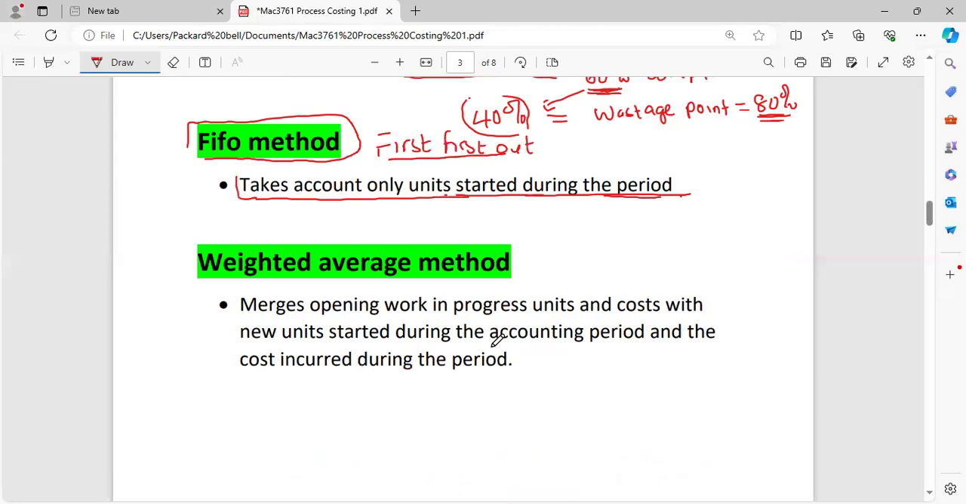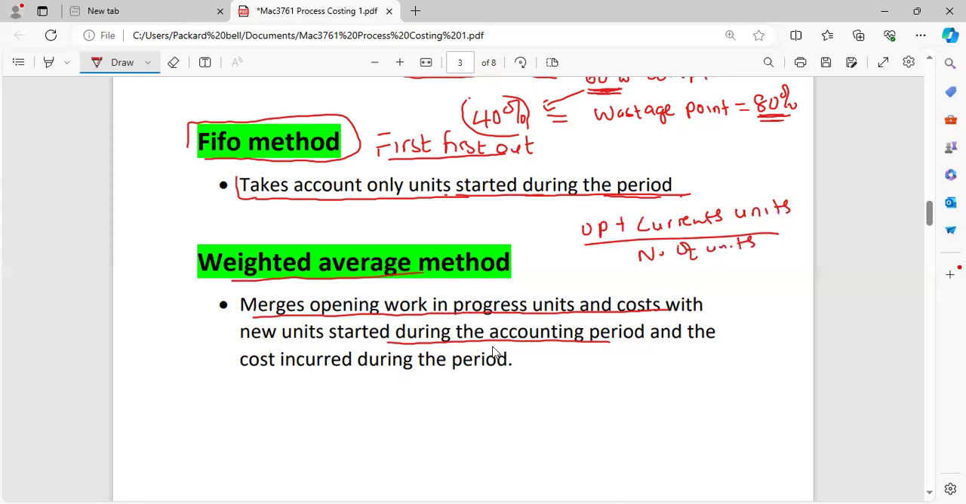And when you are using weighted average, it means we are going to merge opening with the new units that were started. So that's the difference between the FIFO method and the weighted average method. Remember, when we do the weighted average, we say opening plus current units. If we want to find the average price, then we say opening plus current cost over the number of units.